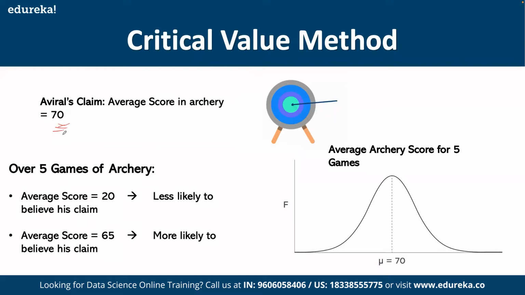Now, with the claimed average score of 70, if I say that the average score is 65, then it is more likely to believe, because we have the information that the value is 70, and the 65 that we have got is closer to 70. Hence, this is more likely to support the claim. So in this example, the mean is 70. And let's suppose my value is 50.